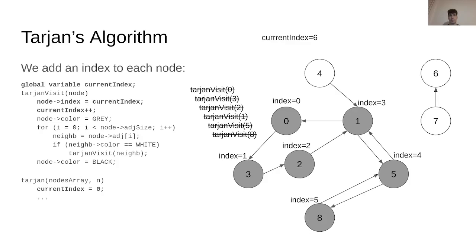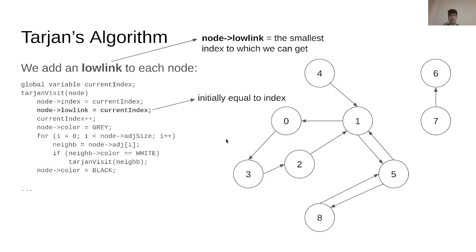Okay, now here comes the fun. For each node, besides index, we will also store a low link. This low link will mean something like, for each node, what's the smallest index to which I can get?